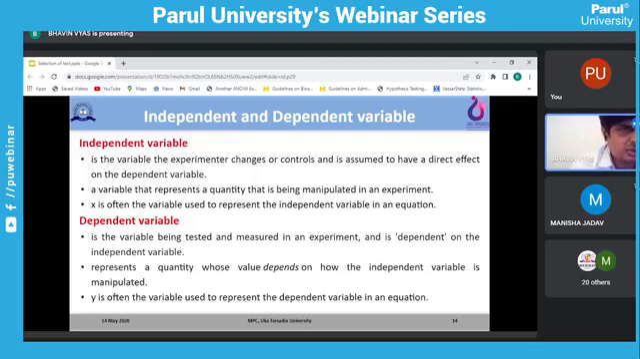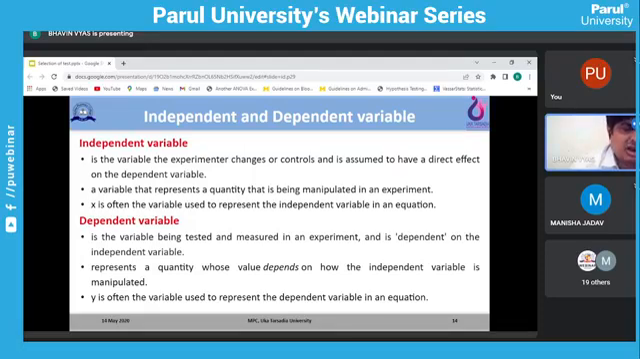Independent variable means a variable that the experimenter changes or controls and is assumed to have a direct effect on the dependent variable.